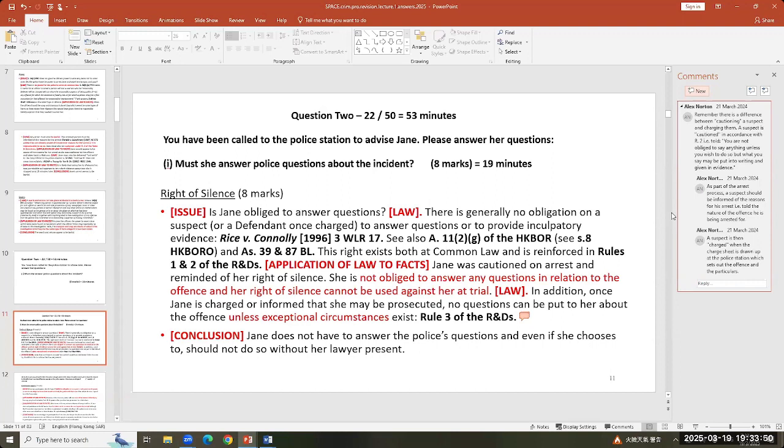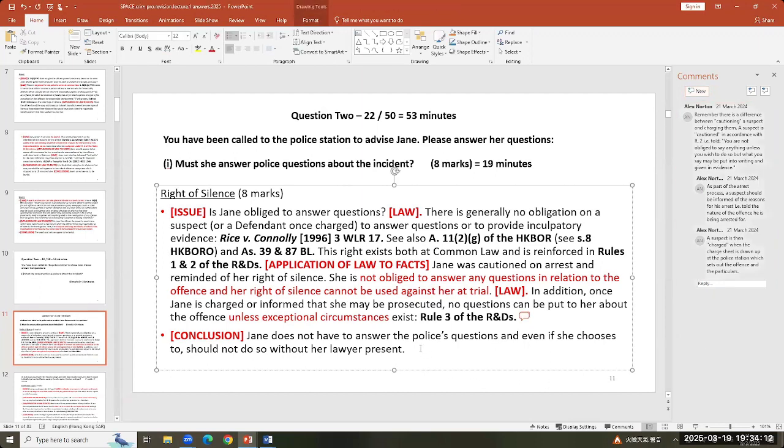And principle, I think it's D of the rules and directions tells us that as soon as there is enough evidence to prefer a charge, the suspect should be immediately charged. And that's when no further prejudicial questions can be asked under Rule 3, unless there are exceptional circumstances. So, conclusion, she does not have to answer the police's questions. And even if she chooses to do so, she should not do so without her lawyer present.